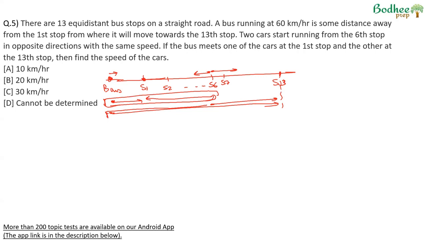Too many lines. We have to find the speed of the cars. The speed of the bus is 60.